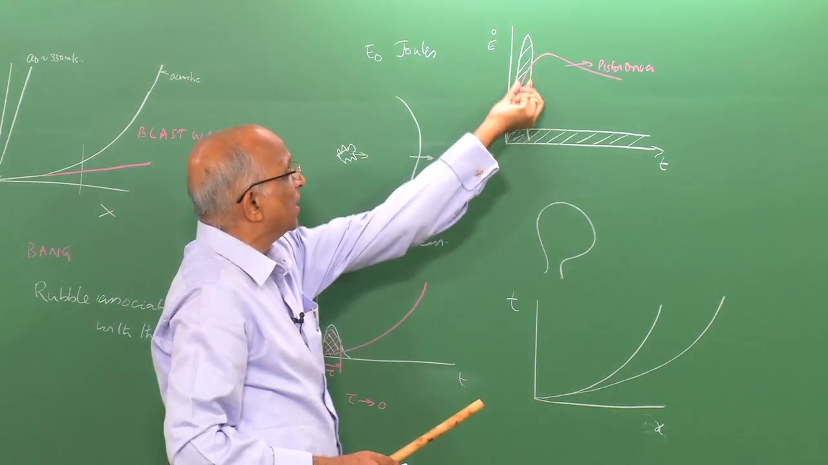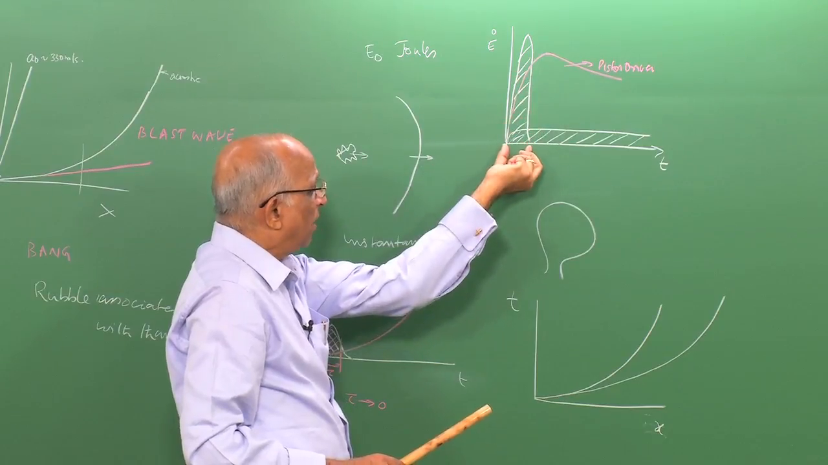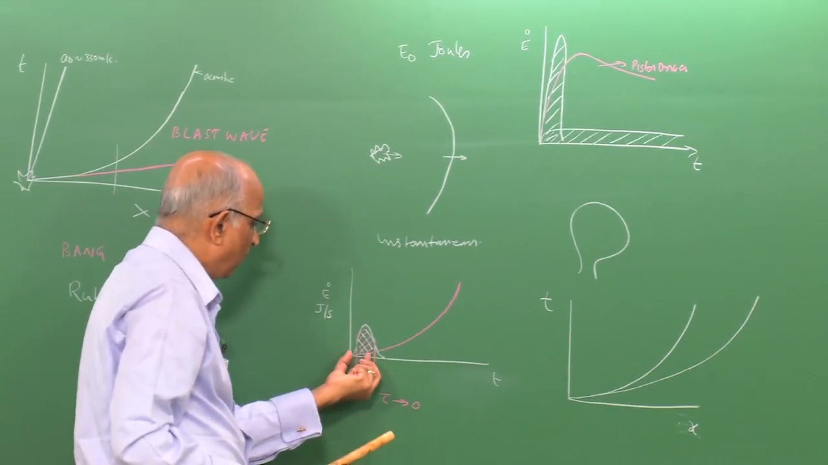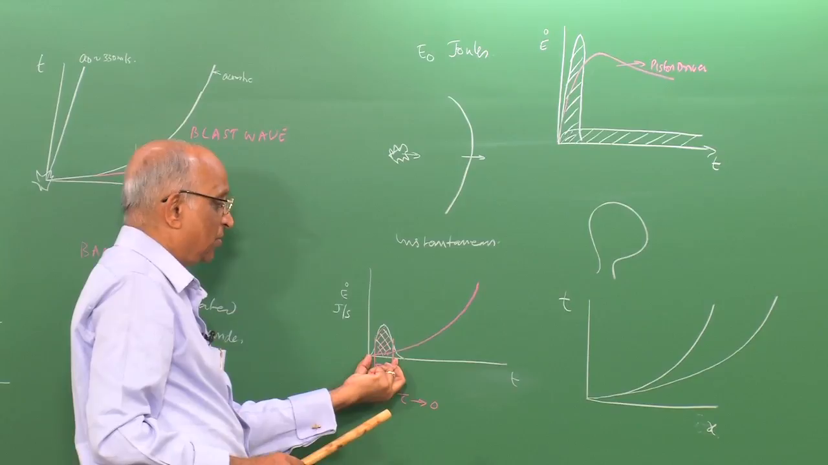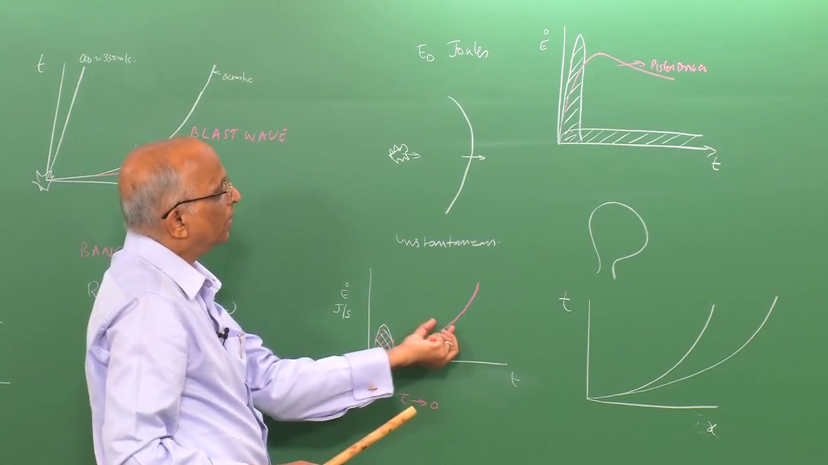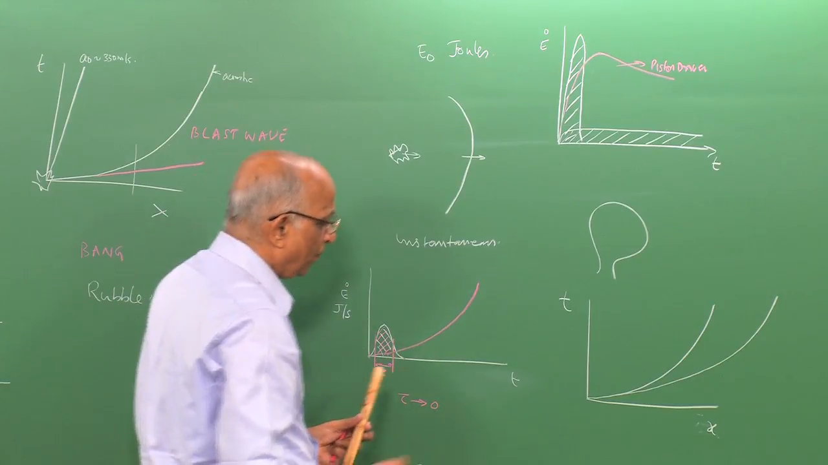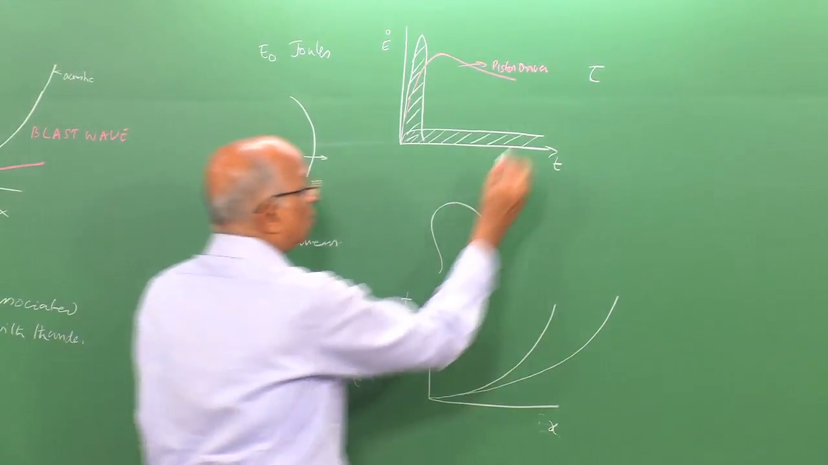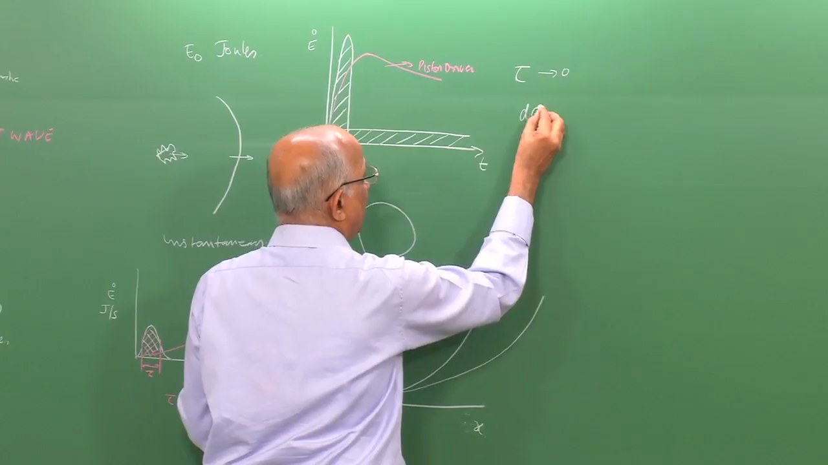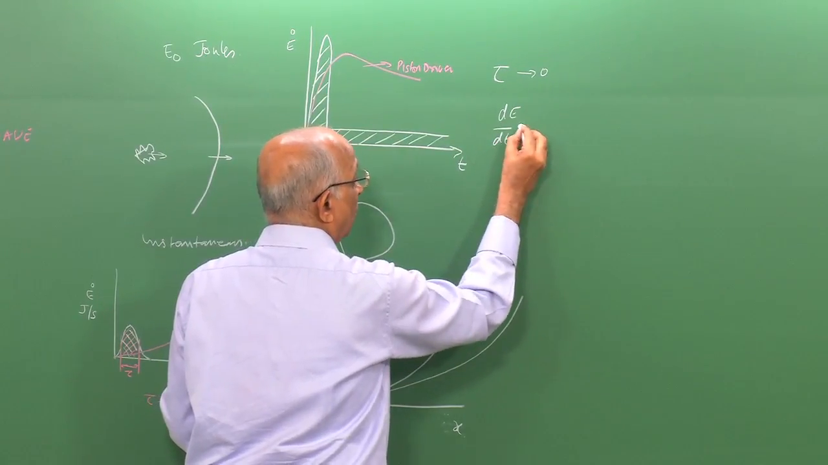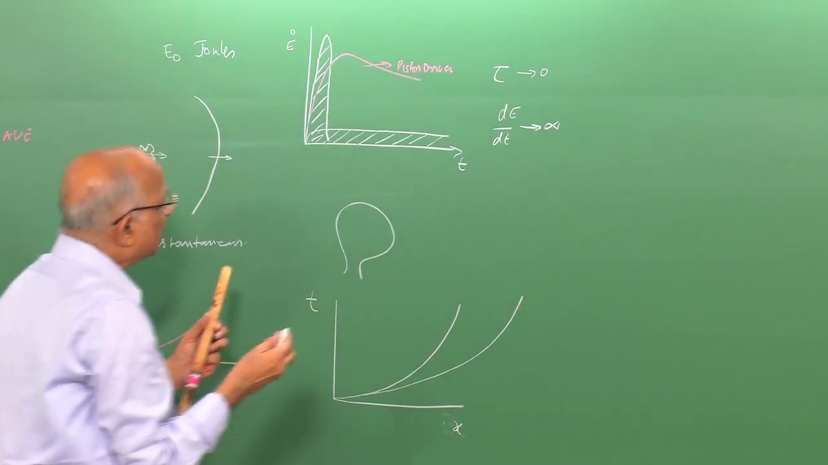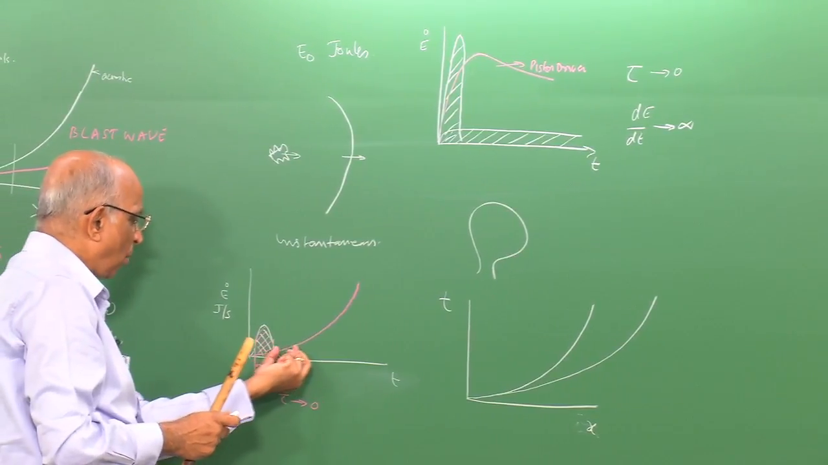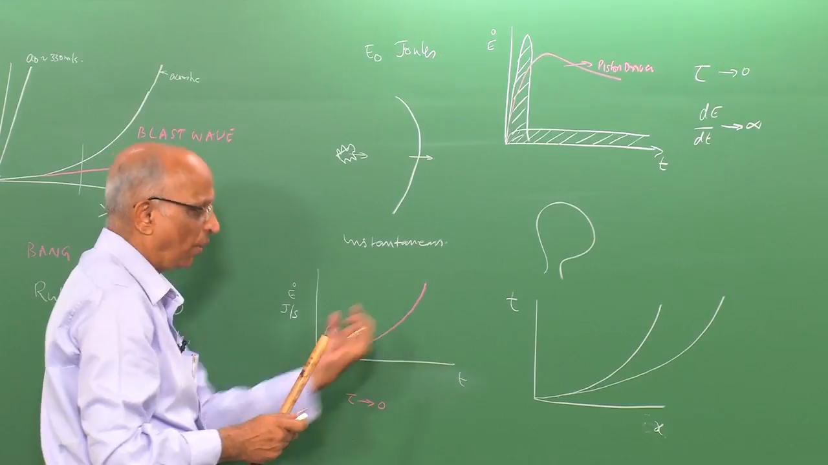If it is instantaneous, sharply taking place and it falls down, the energy release is so spontaneous that it drives the blast wave, and once the blast wave has taken off, the energy release is 0 and the blast wave is on its own. Therefore, these are the three things, and this situation wherein the period of energy release tau tends to 0, or rather dE by dt tends to infinity, is what we call an idealized explosion, because once the energy release is given, the shock wave or the blast wave which drives it is on its own.